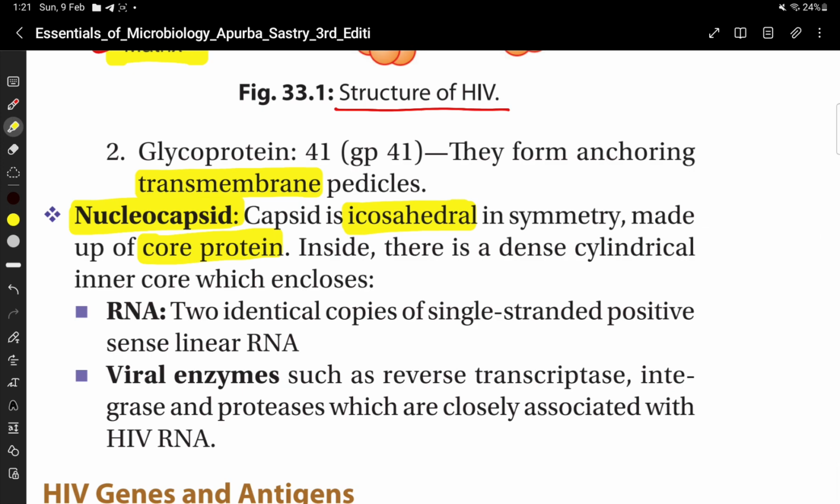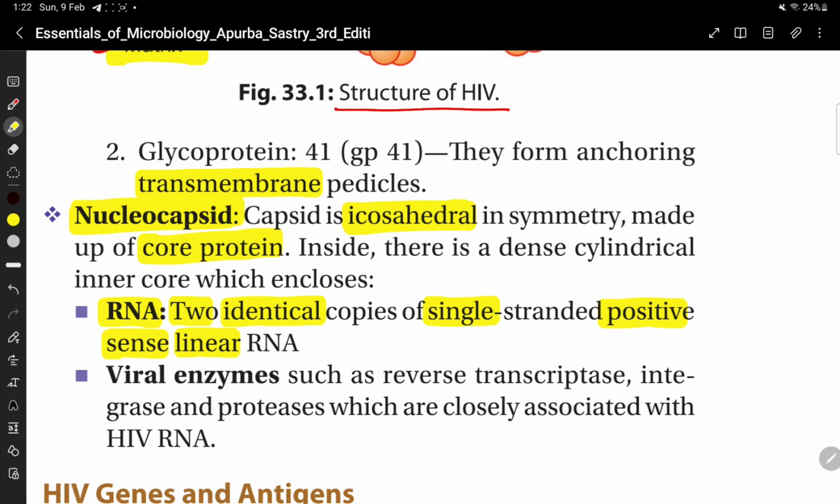Inside the nucleocapsid there is a dense cylindrical inner core which encloses the RNA. There are two identical copies of single stranded positive sense linear RNA.